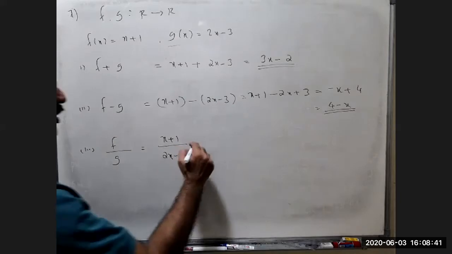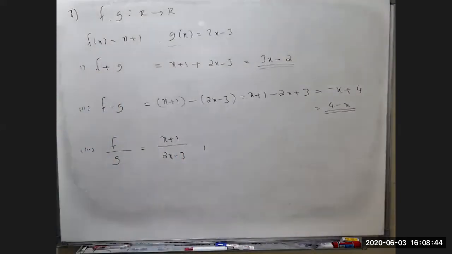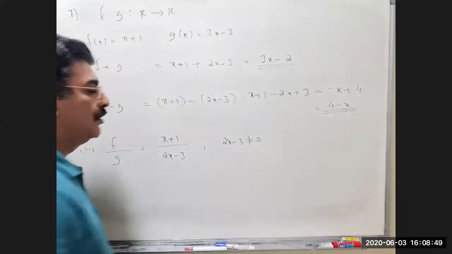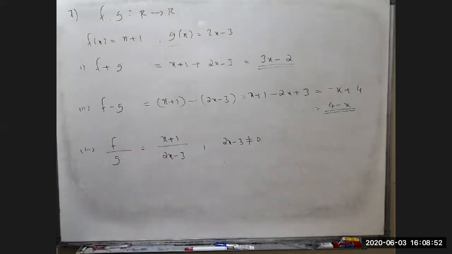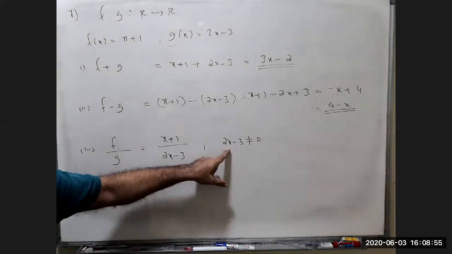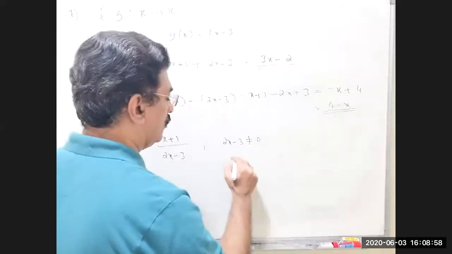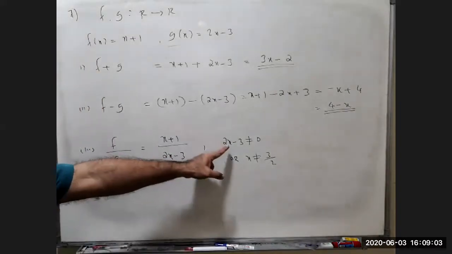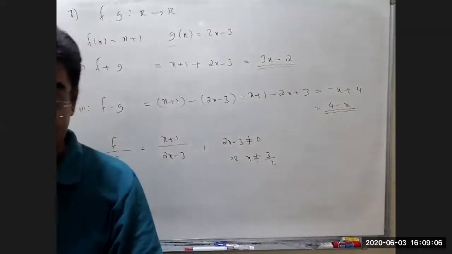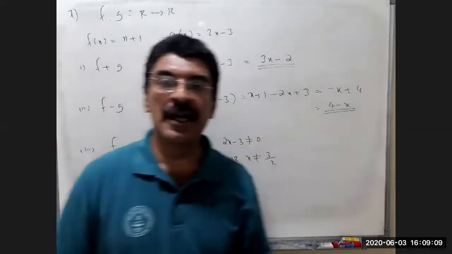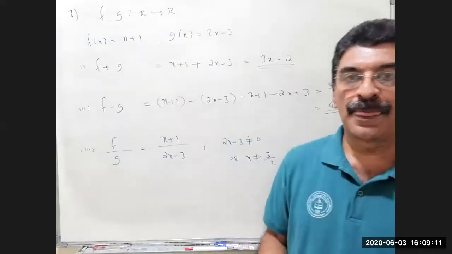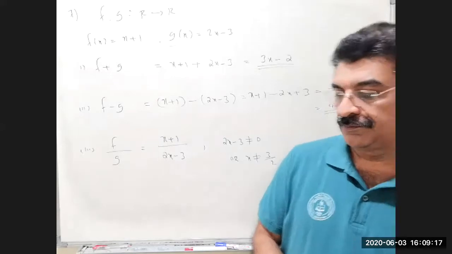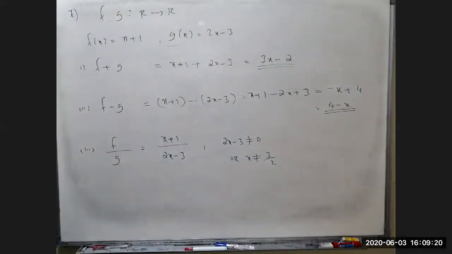Here, you have to mention for rational expressions, always 2x minus 3 not equal to 0. This 2x minus 3 cannot be equal to 0. Or we can write 2x not equal to 3, or x not equal to 3 by 2. Whenever you write a rational expression with a numerator and denominator in a function, always mention that the denominator is not 0.